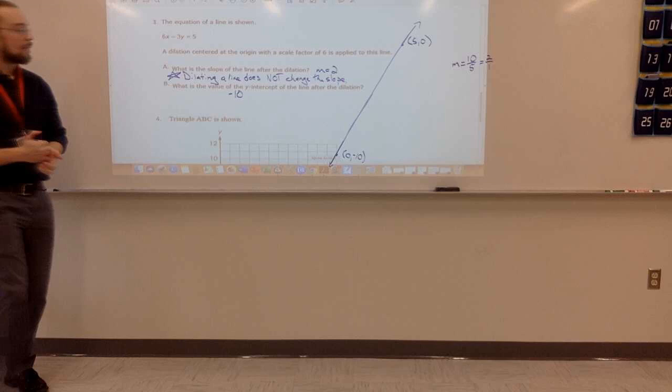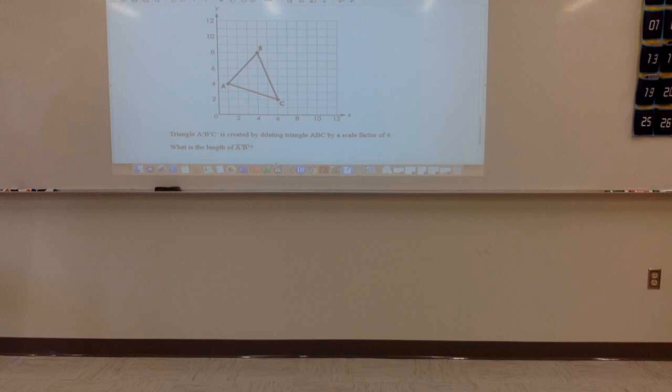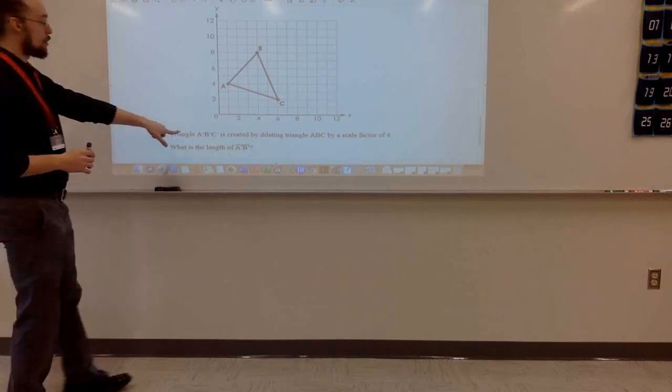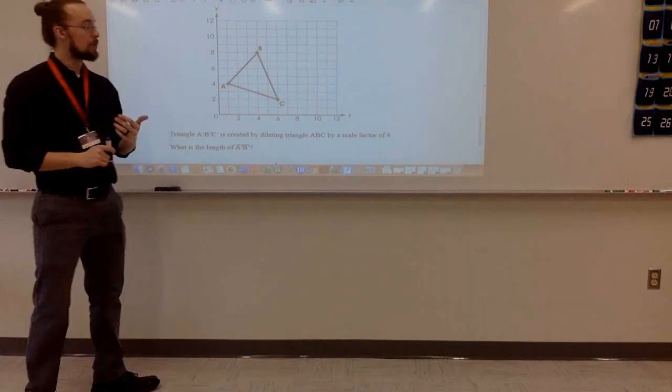All right, then the next two here, numbers 4 and 5, are pretty similar to each other. Right, this one gives us a graph and the other one doesn't. So let's look at the one with the graph first. So it says, here's triangle ABC. We're going to create a new triangle, A prime, B prime, C prime, by dilating this original triangle by a scale factor of 4. And we want to find the length of my new triangle, A prime, B prime.